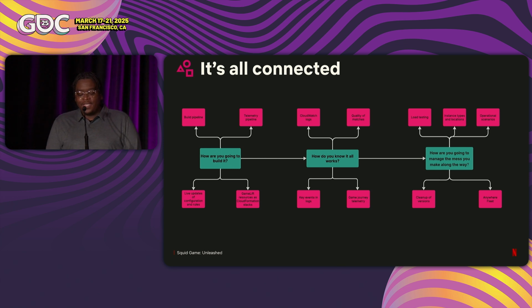Building games is complicated. There's a lot of interconnected decisions, and it's difficult to predict what's really important to ship. So to help guide your thinking, think about the 3 questions we posed at the beginning of this talk. How are you going to build it? How do you know it all works? How are you going to manage the mess that you make along the way? We think that answering these questions and revisiting them throughout development will help you ship your next great game.